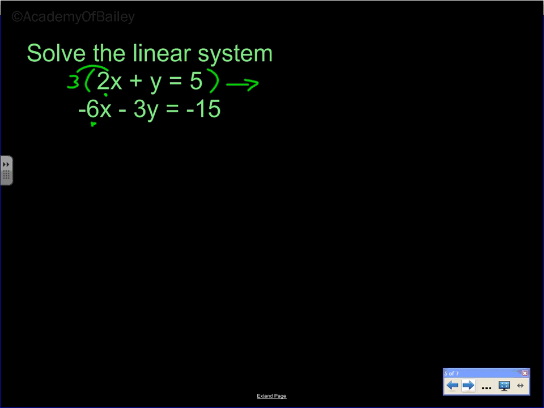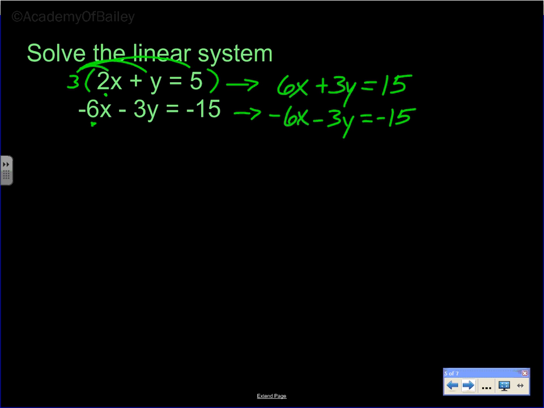So 3 times 2x, it's 6x. 3 times 1y, it's 3y. And 3 times 5 is 15. And the bottom equation will stay the same. And so now that we have the numbers in front of the x's that are opposite of each other, we'll go ahead and add. 6x plus -6x is going to be 0x, which is just 0.